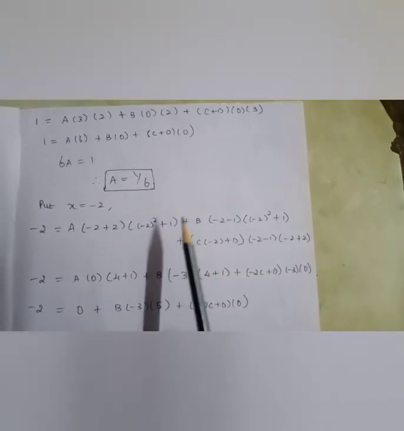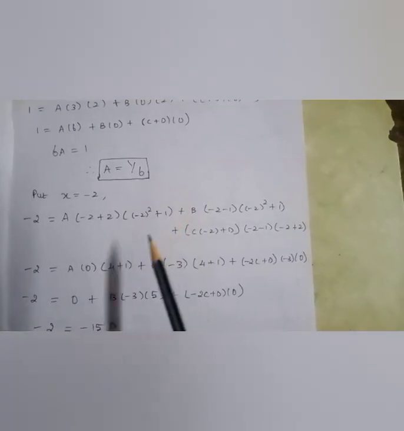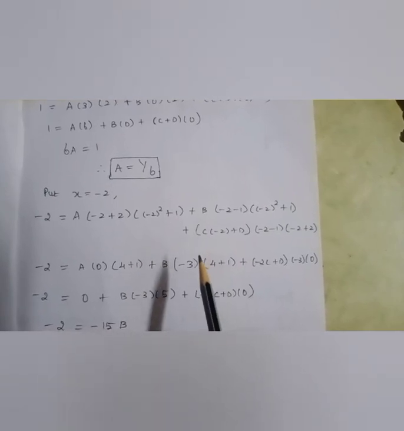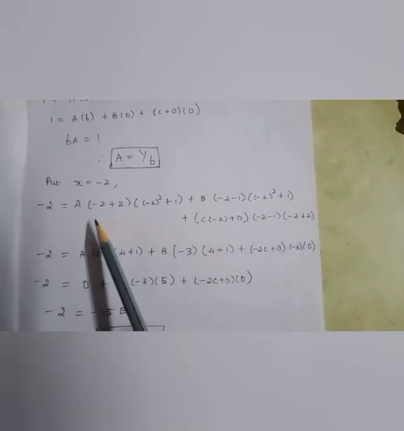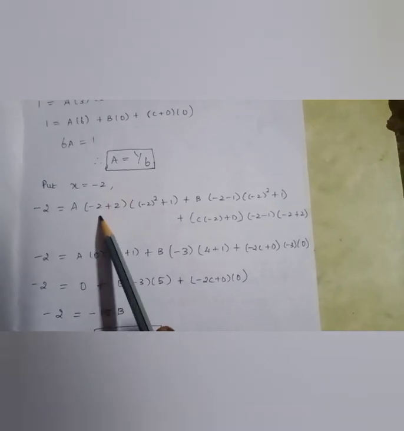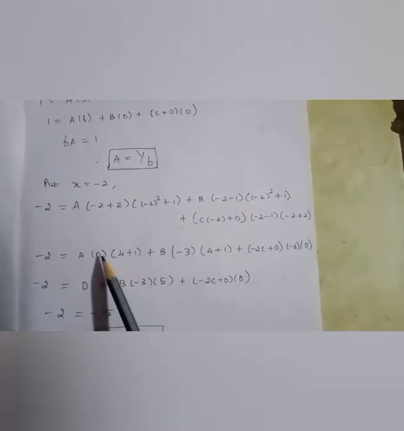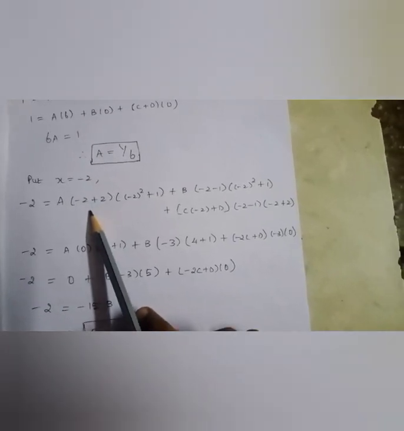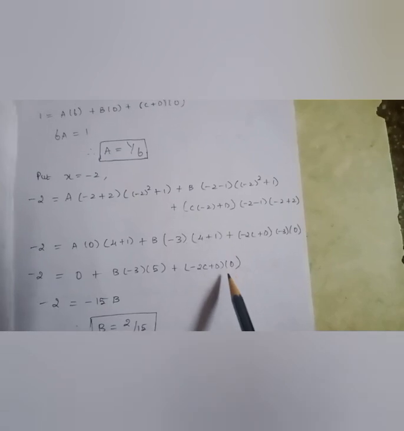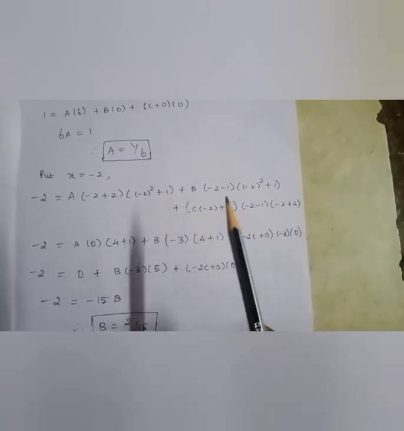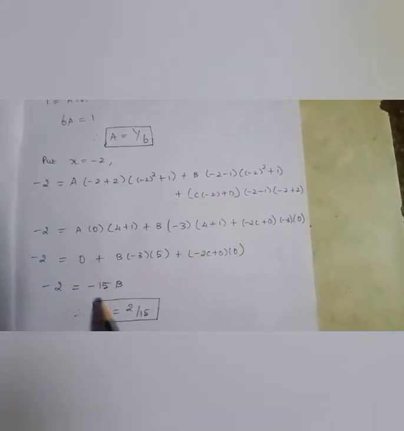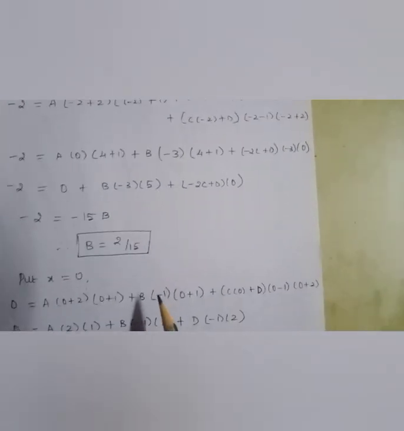After getting the value of a as 1 by 6, now I have to look for some other value on substituting which I can eliminate other variables. So I am taking x as −2. When I take x as −2, I eliminate a here. Can you all see? −2 plus 2 eliminates a, whereas b remains, and c is also eliminated because c has the factor x + 2. So here I get −2 equal to −15b, so b is equal to 2 by 15.